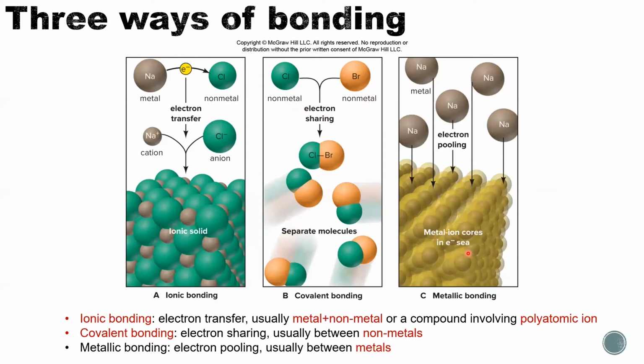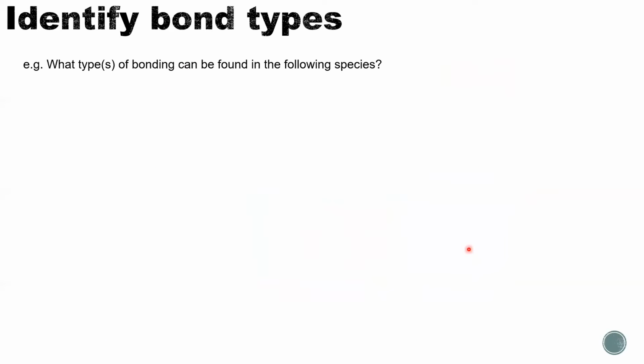Let's take a look at a few questions. Identify bond types. What types of bonding can be found in the following species? First, calcium oxide. Calcium is metal, oxide is non-metal. Metal plus non-metal atoms, it's ionic bonding.